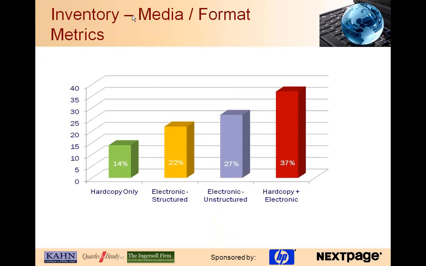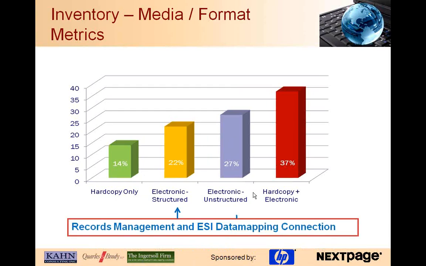Another thing that we've learned at Consulting is that 14% of records are in paper, 49% are strictly electronic, and 37% are a hybrid. So what we learned from that very quickly is that 86% of the information that we are trying to manage as records managers is now in electronic format. So you very quickly see the connection between electronically stored information and records management. Well, the ESI data map tells you where that electronic data is stored. So now you can see the connection between records and information management and the ESI data map.